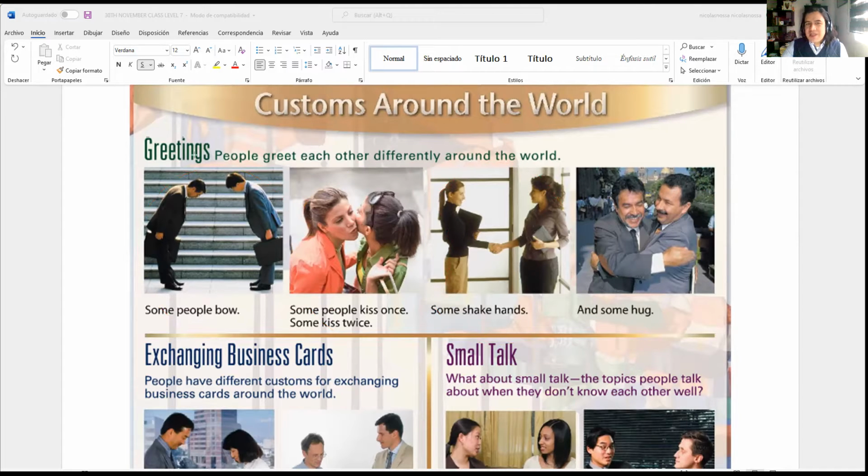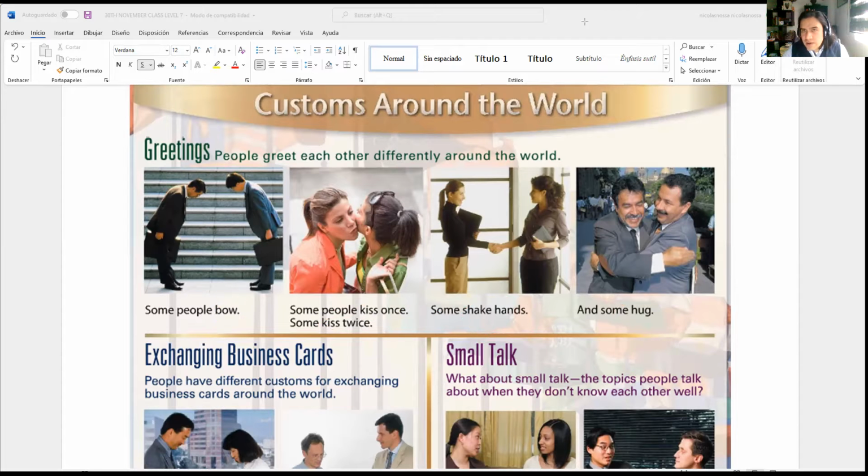So we have these greetings, ¿no? People bow, yeah, this action. Entonces, este bow que traduce como inclinarse, ¿no? Eso de hacer esta people bow. El besarse, ¿no? Depende una vez o dos veces, depending on the country. El estrechar las manos, shake hands. Y el abrazarse, ¿no? Hug. Okay? We have this vocabulary. Remember.